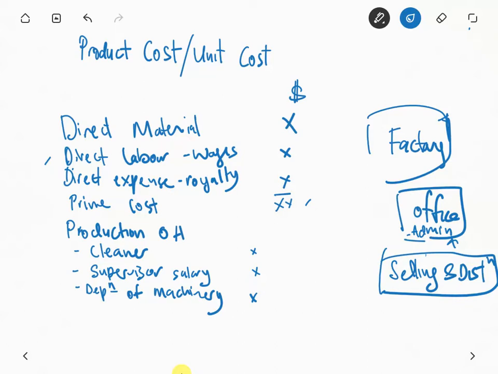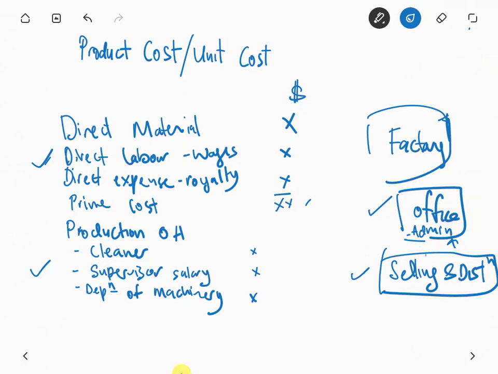Okay. Now, what is accountant salary? The accountant works in the office, so we put it under admin. So you notice here, we pay salary to the direct worker. We pay salary to the supervisor. We pay salary to the accountant. We classify in 3 different places. What is the salary paid to salesman? Here. Understand?